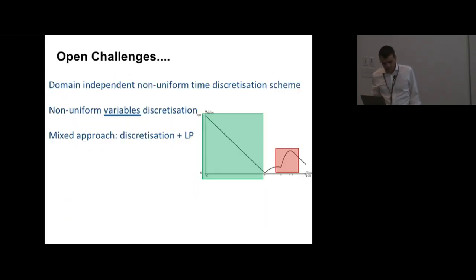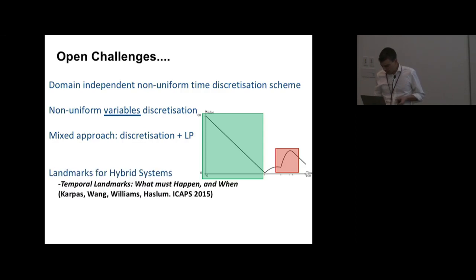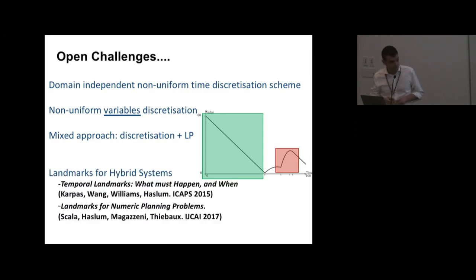I forgot to mention that the good point of this approach is that you have no limitation in the kind of non-linear dynamics that you can handle, right? Which is a good step when you have complex systems. What we are looking at now is how to introduce landmarks in order to help this kind of approach to scale.